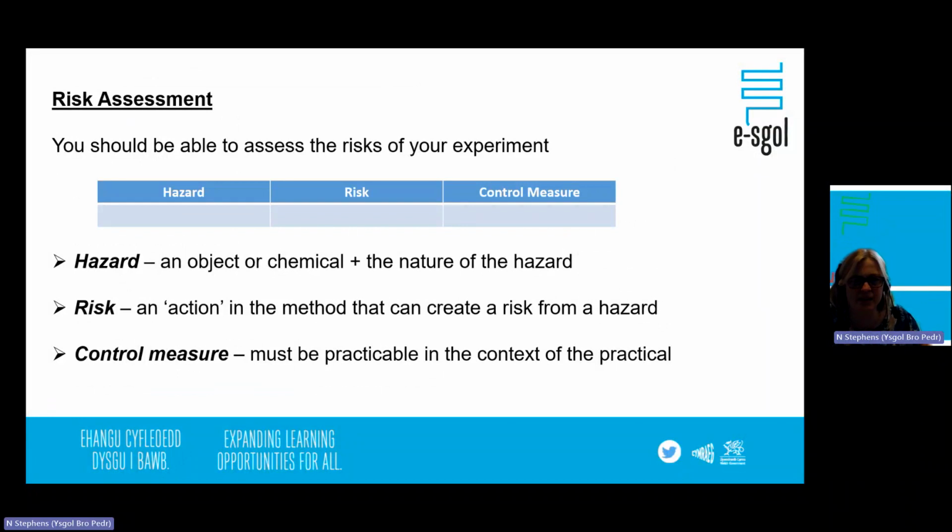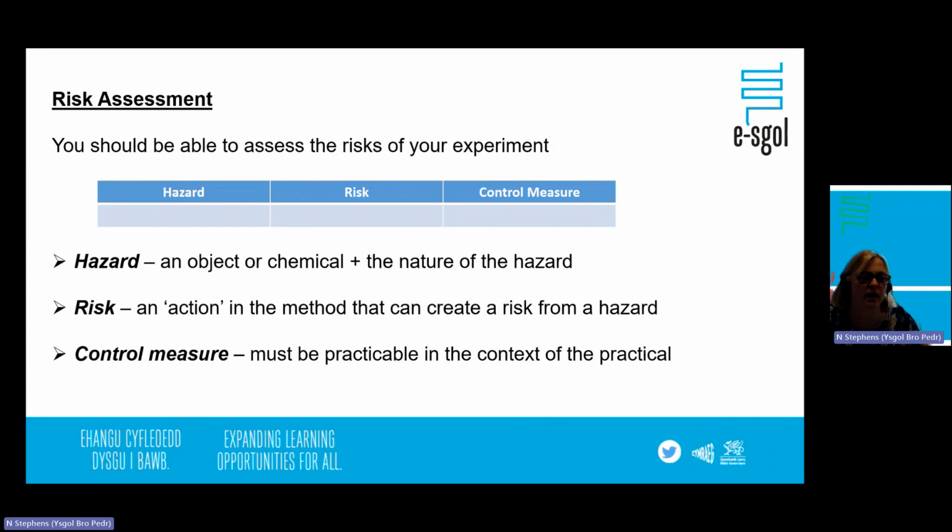Risk assessment, the second thing there, builds upon what you did at GCSE. You are meant to be familiar and confident in highlighting any hazards within an experiment that you will carry out, be able to identify any significant risk within the method, and then of course have a reasonable and sensible control measure in order to limit that risk.